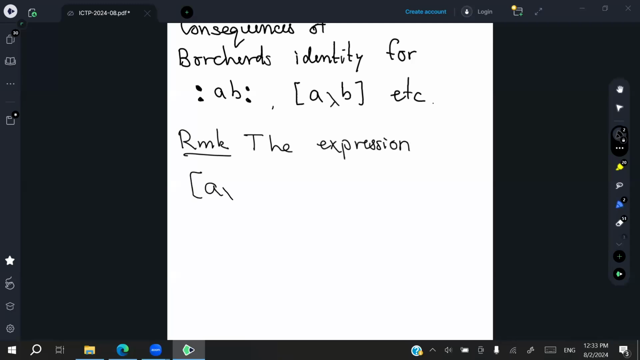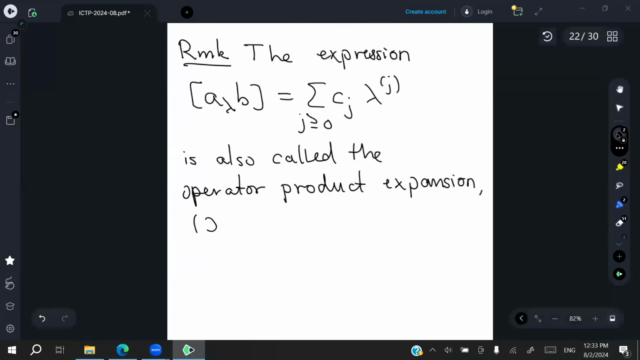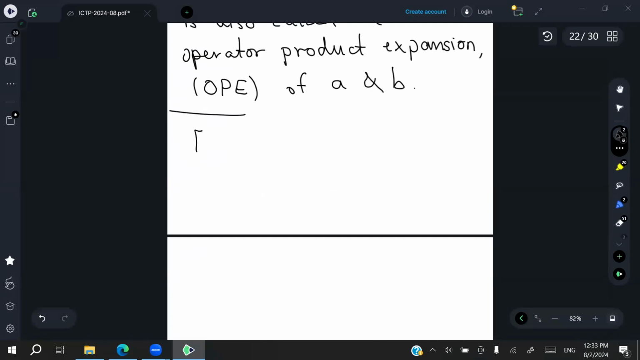Just a remark. What I've been calling the lambda bracket is actually more commonly called the OPE, or operator product expansion of A and B. So you'll often see in the literature this expression OPE. Okay, so we have some identities, which I'll write out without proving.